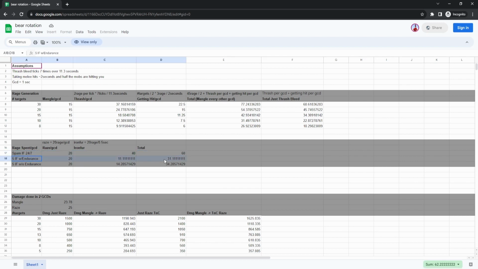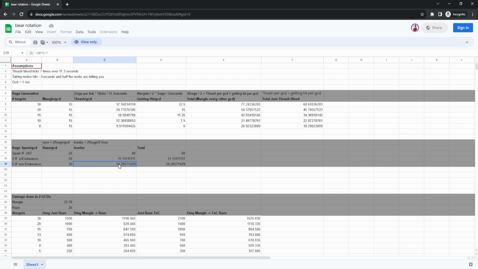So if you have Ursoc's Endurance, which increases your Ironfur duration by 2 seconds, then your Ironfur is going to be a 9 second duration. And if you want to maintain 5 Ironfurs, then you'll be spending something like 11.1 rage per GCD to maintain those 5 stacks. And then without Endurance, you'll be spending a bit more.